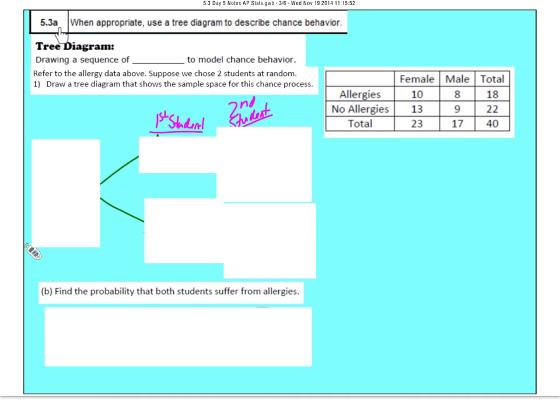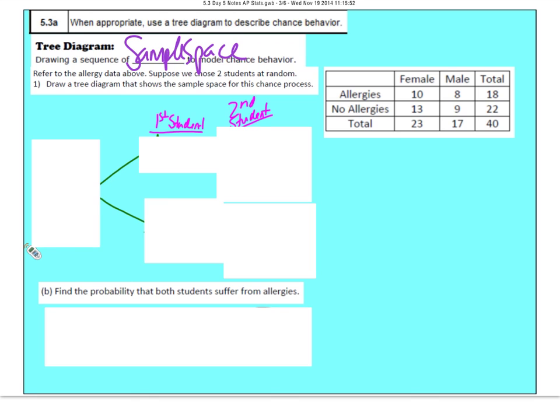In 5.3a, we're going to use a tree diagram to describe chance behavior. In this one, let's talk about the tree diagram. It's when you draw a sequence of the sample space to model your chance behavior. Especially when you have a trickier probability, a tree diagram can make a problem incredibly easy.